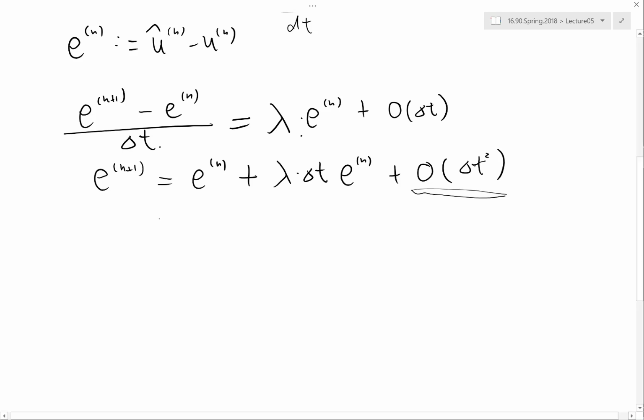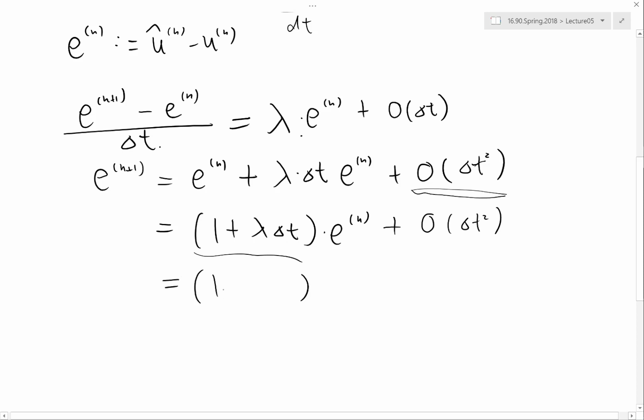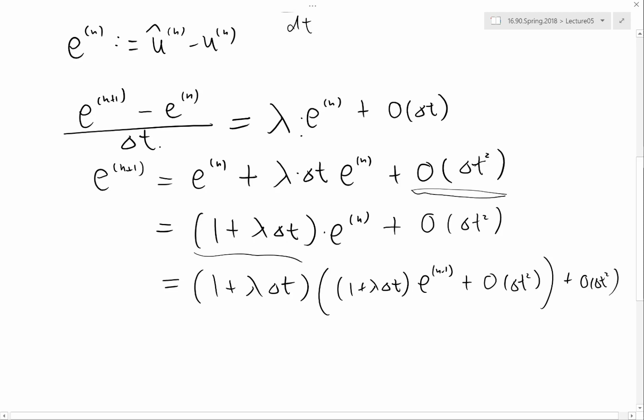So let me write it a little bit more. We have two terms, that is lambda times delta t times E n. So we combine both terms into this, and then we have O delta t squared, right? Now this is the multiplier. That's going to be multiplied, because this is 1 plus lambda delta t, and if you substitute the same formula, we have 1 plus lambda delta t times E n minus 1 plus O delta t squared, plus O delta t squared, right? That's just substituting the same equation recursively.